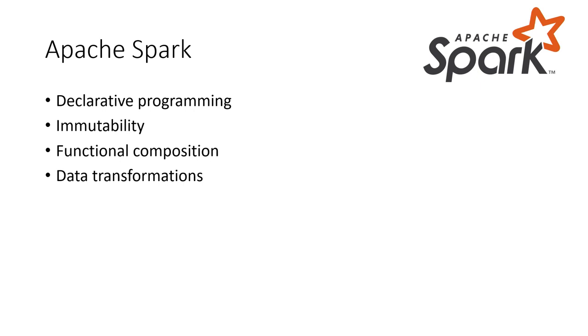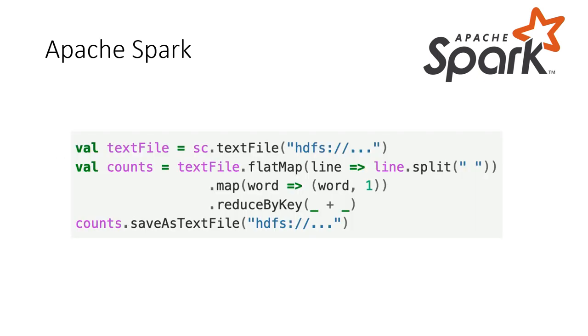So that's why they make things immutable. And as I said before, functional composition is sort of at the key of functional programming, and this is what Apache Spark also does. And when you combine that, you get really awesome ways to transform data that you can't really do with imperative programming.